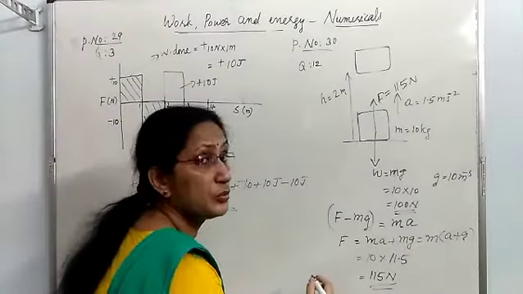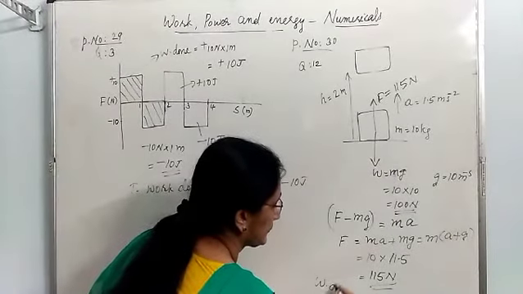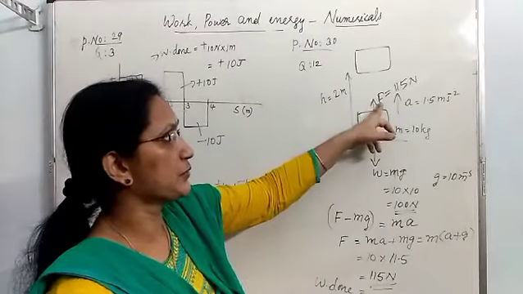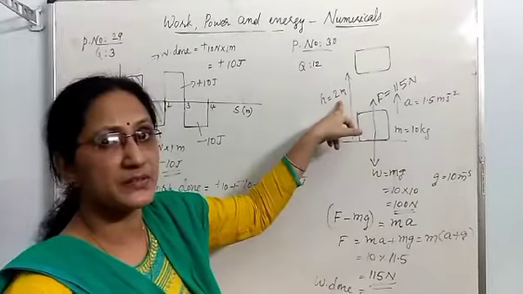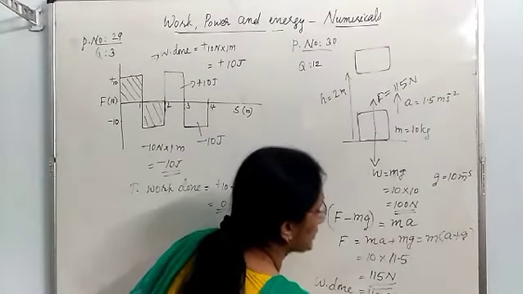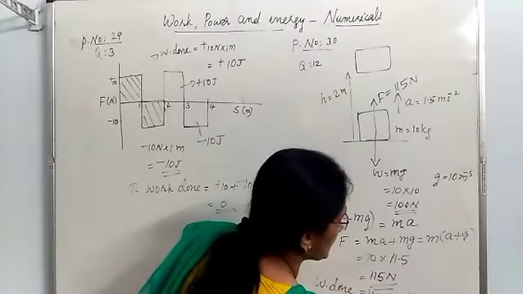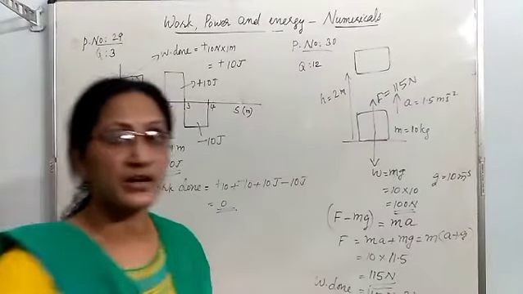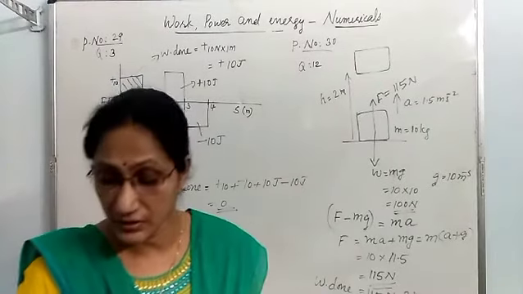Now calculate the work done. Work done by this particular force is force into displacement. Force is 115 Newton. Displacement is 2 meter. So it is 230 Joule. Work done is 230 Joule.